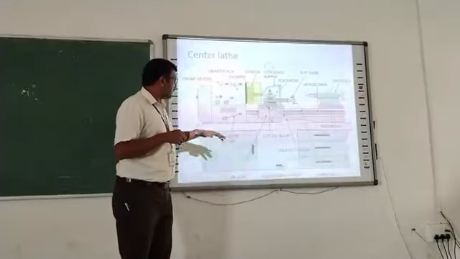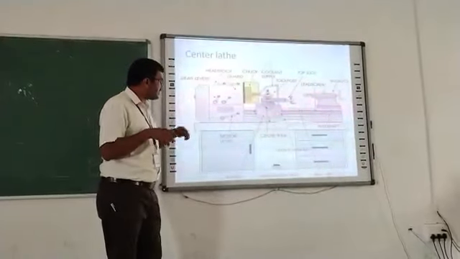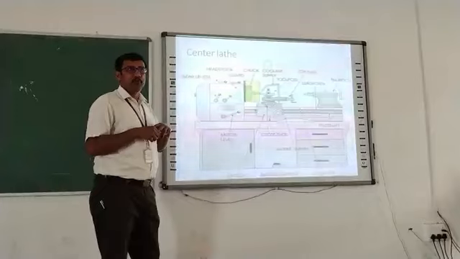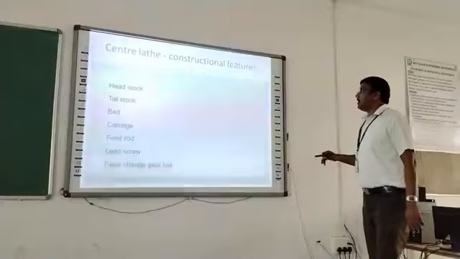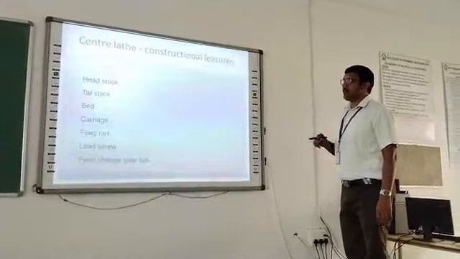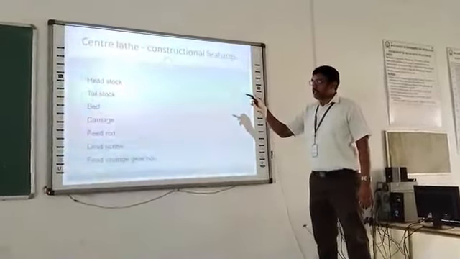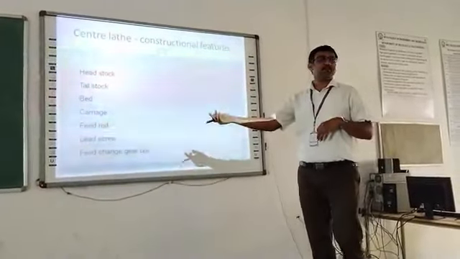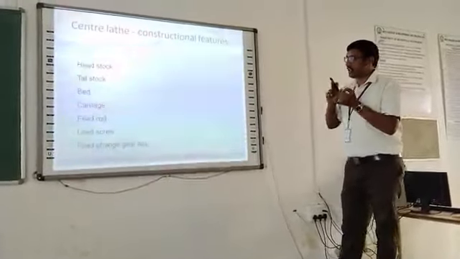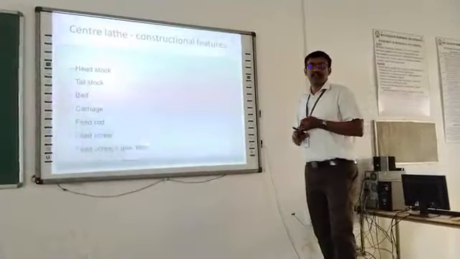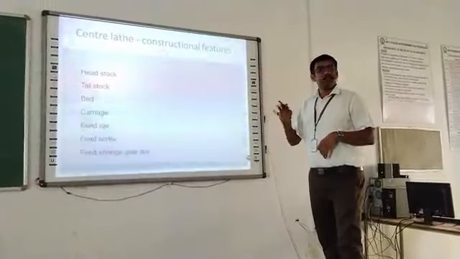Next one is the cross slide. Cross slide means we can adjust the movement of the tool post. These are the main construction features of the center lathe. The first main part is the headstock, where the power from the motor is transmitted to the headstock. It consists of gears and spindles, which can be connected using either a belt drive or gear.